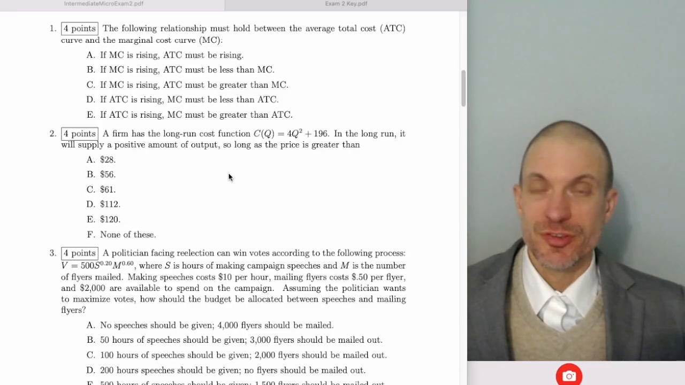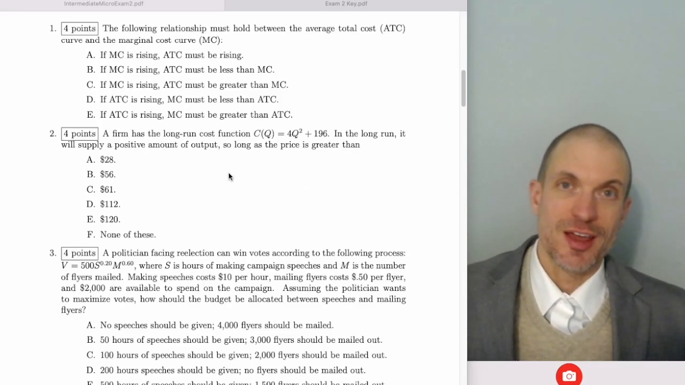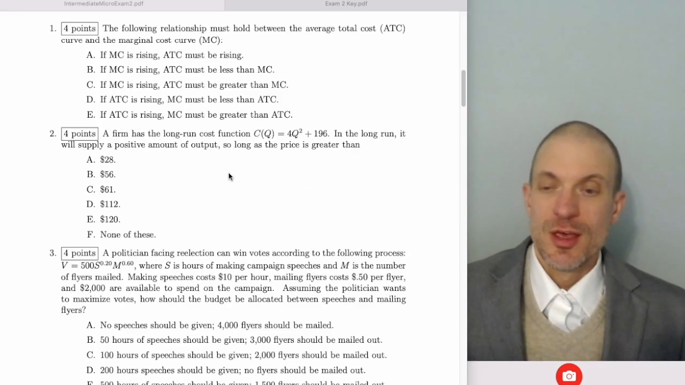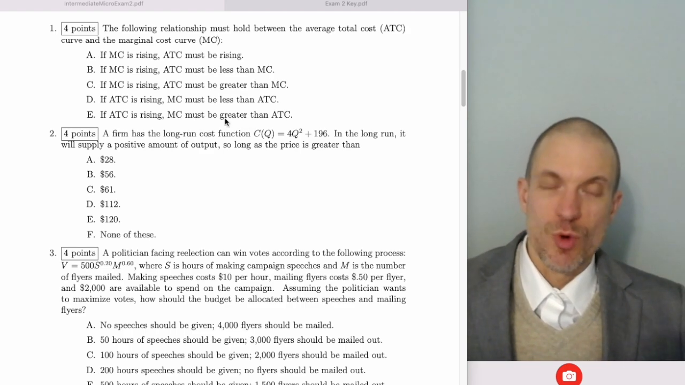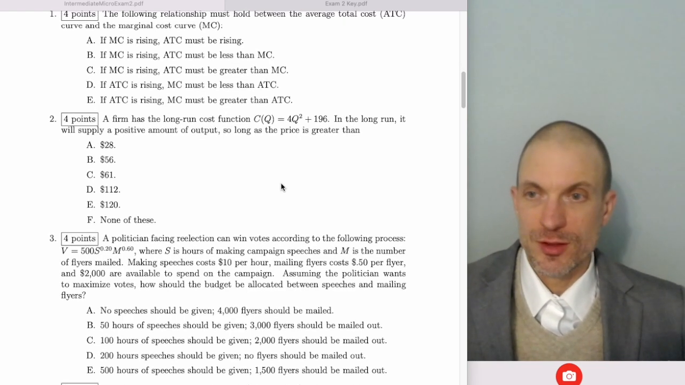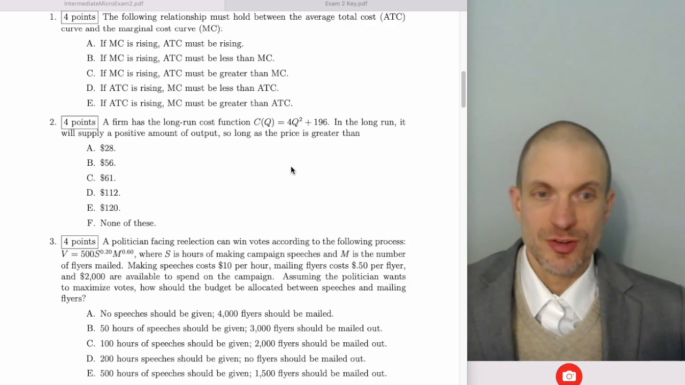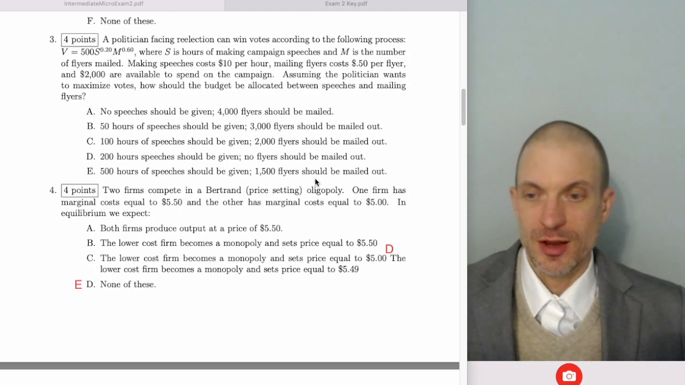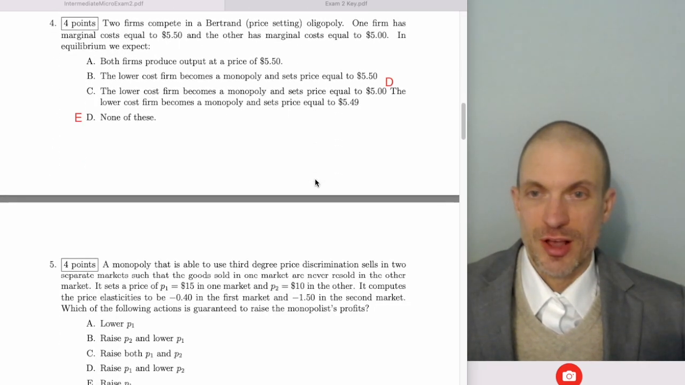Welcome everyone. So this is going to be a solution walkthrough to the second exam in Intermediate Micro. Same with all my solution walkthrough videos. I'm going to go through kind of slowly to show you the questions in case you want to take screen captures and try the questions yourself.